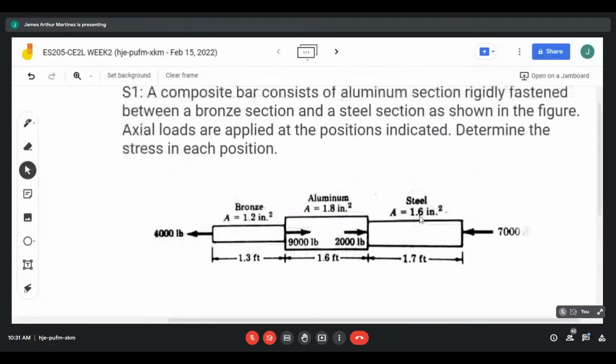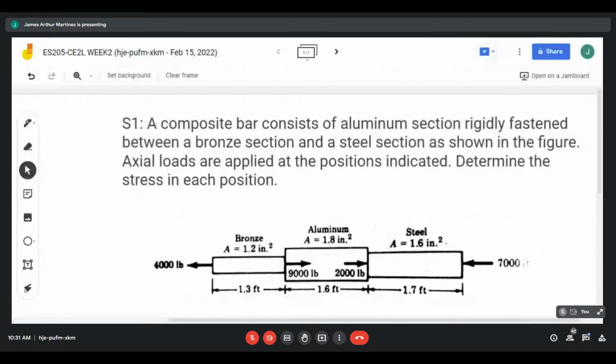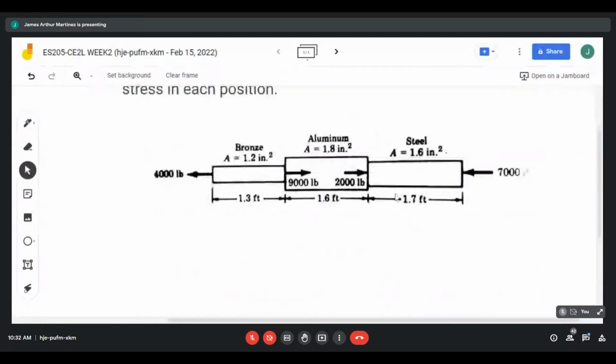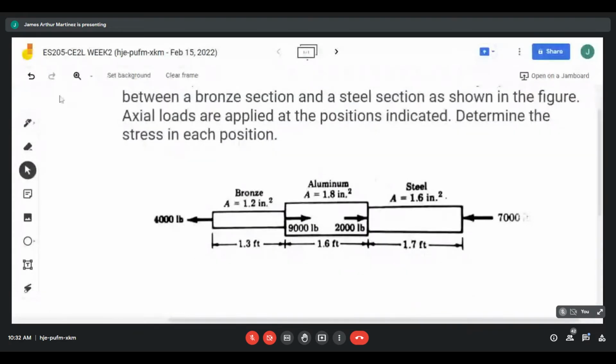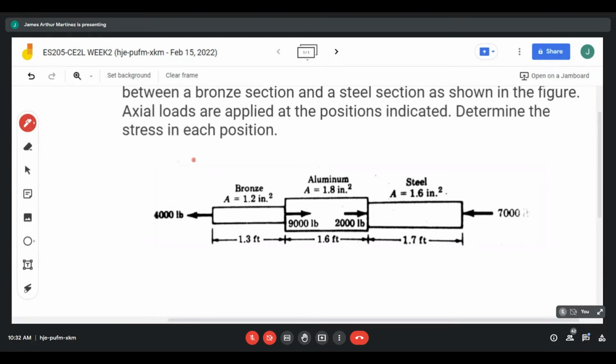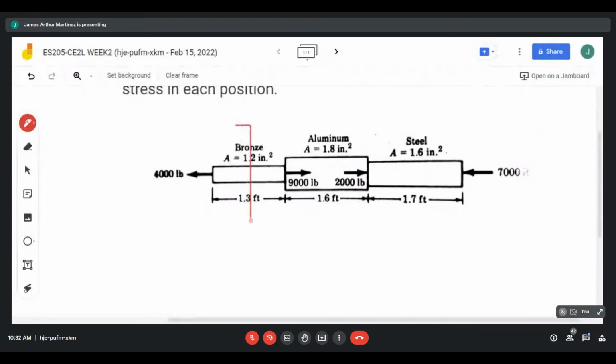So we have sample problem number 1. The composite bar consists of aluminum, bronze, and steel sections, and we are asked to determine the stress at each section. So we will determine the stress in bronze, aluminum, and steel. To do that, we cut the plane, and let's analyze bronze first.